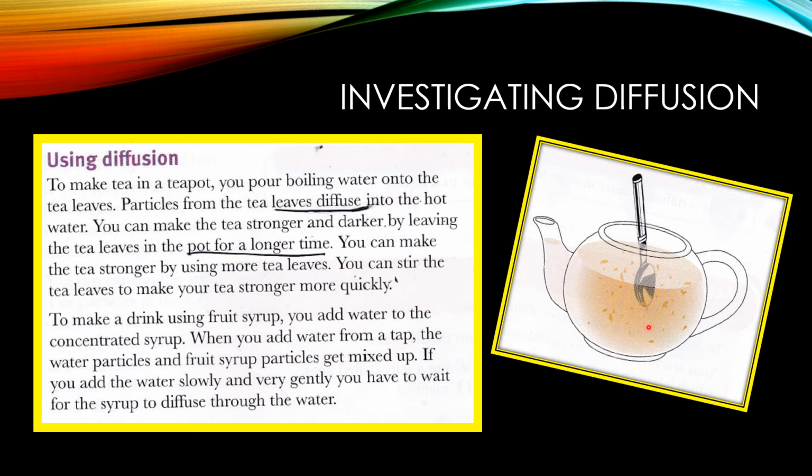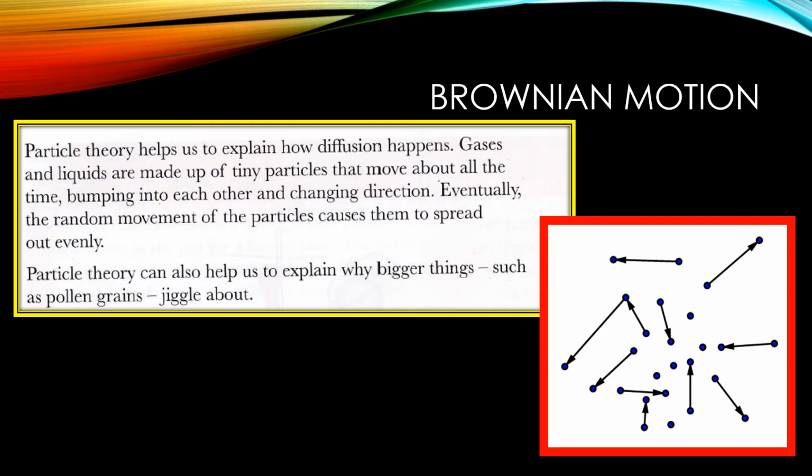The tea leaf color diffuses into boiling water, colorless boiling water. That's why from colorless to what color? Yellowish brownish color. Okay, so let's see.